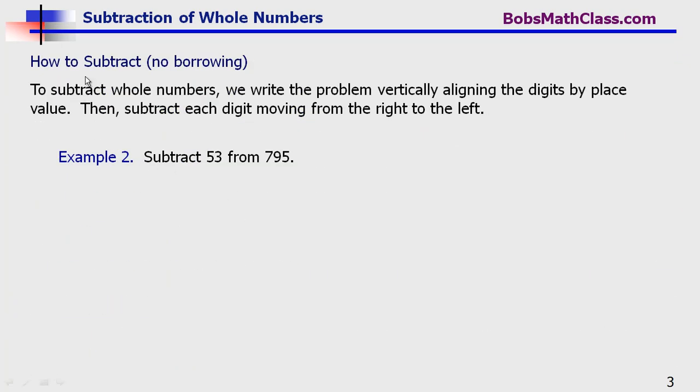Okay, let's do a subtraction problem now without borrowing. The next problem will deal with borrowing. To subtract whole numbers, we write the problem vertically, aligning the digits by place value. Then subtract each digit moving from the right to the left.